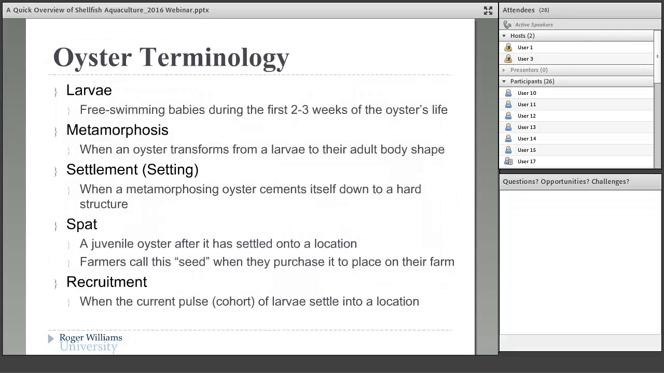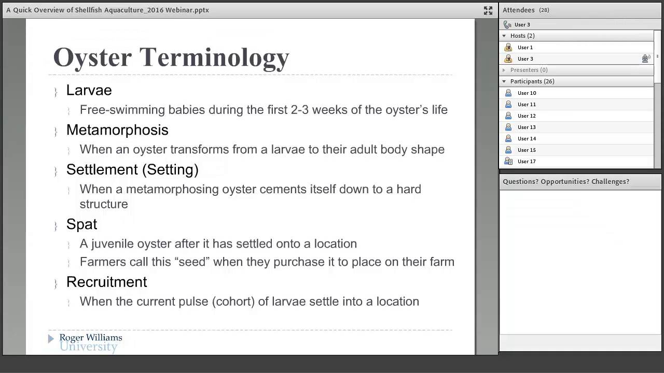Just a few terms that I might be using through the course of this that I'd like to clarify. The first is that idea of a larvae. It's the free swimming babies that are basically the first 2 to 3 weeks of an oyster's life. At some point, they become competent to metamorphose, where they are capable of making that transformation from a free swimming larvae to their adult body shape, but at a very reduced size. When they do metamorphose, they cement themselves down onto some kind of hard substrate, which we call settling or setting.